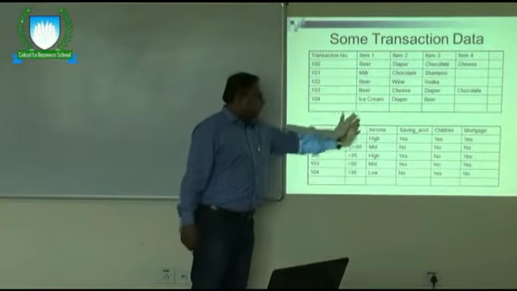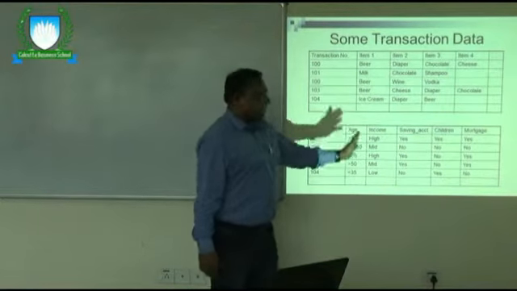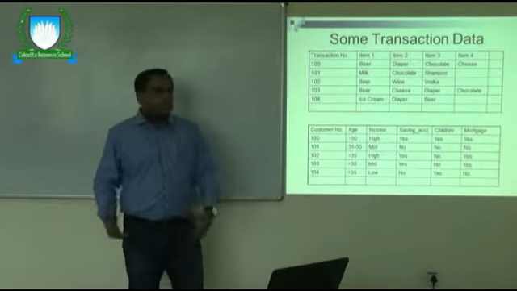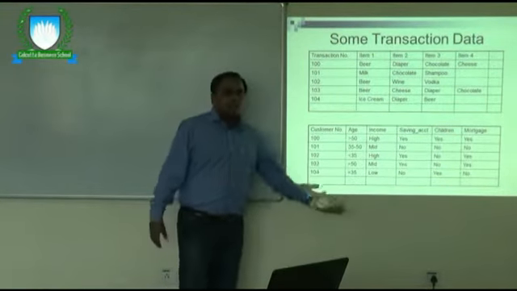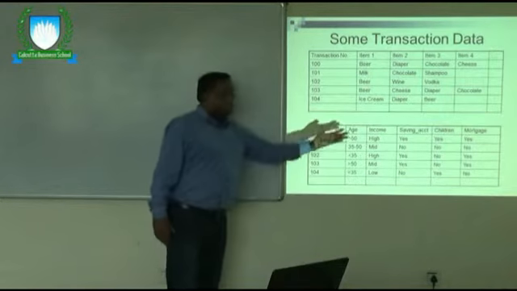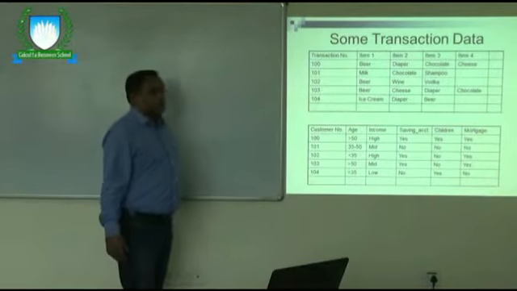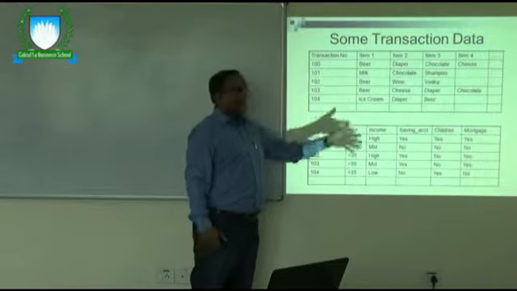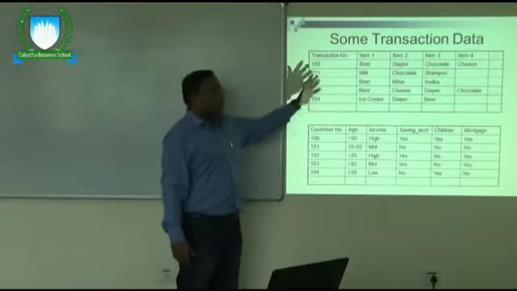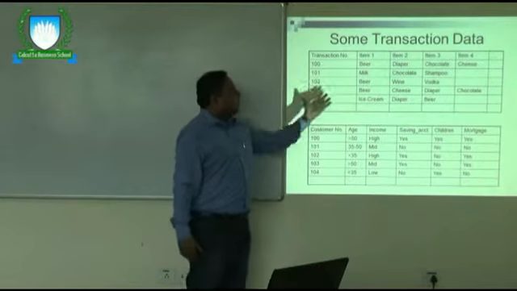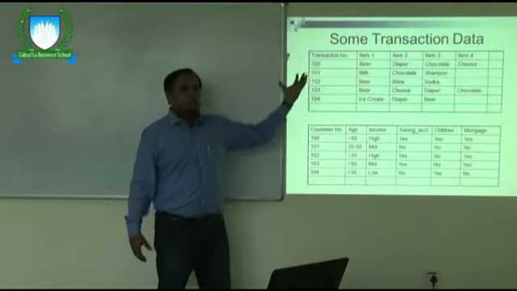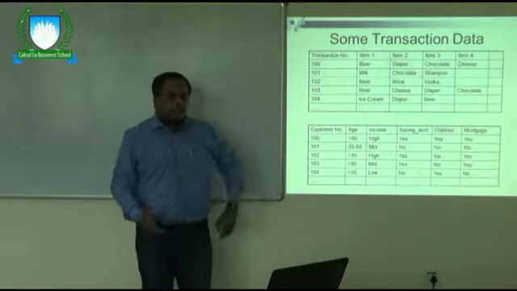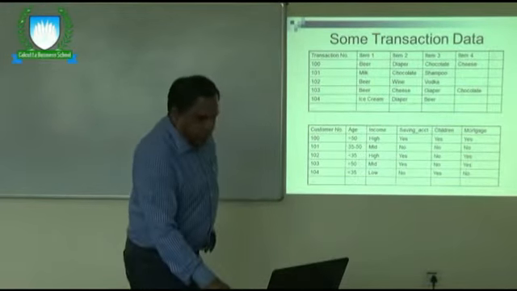Customer's age, customer's income, whether the customer has got a saving account, whether the customer has got children, and whether there is a mortgage. So some of the information might not be available. The more information that you can extract out of the customer, the better you can make an analysis. But some of the information will be absolutely essential, at least the items which the customer is purchasing, so that we can see whether there is any association between those kind of items.